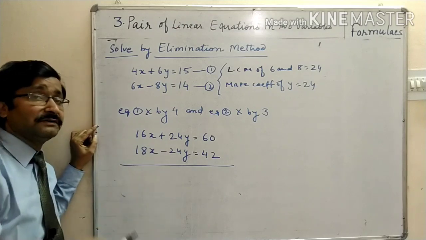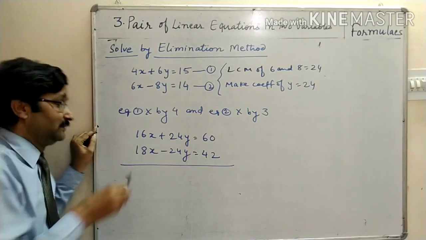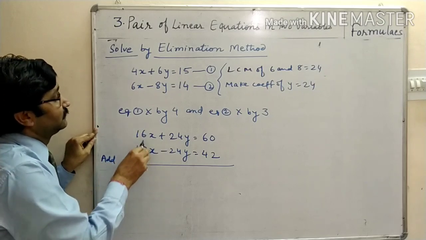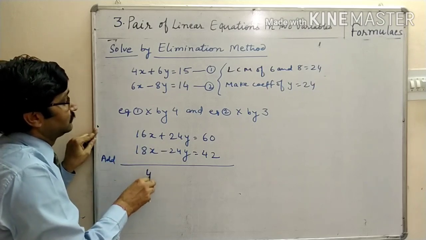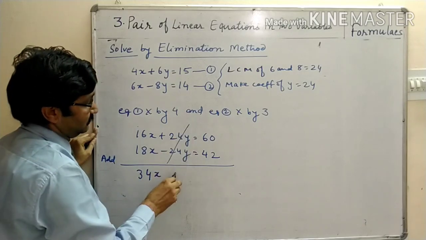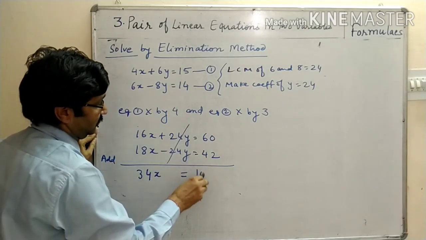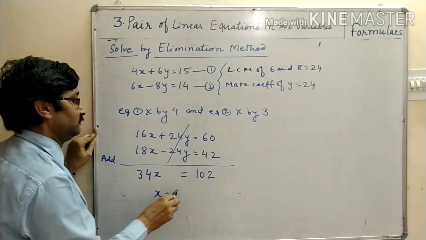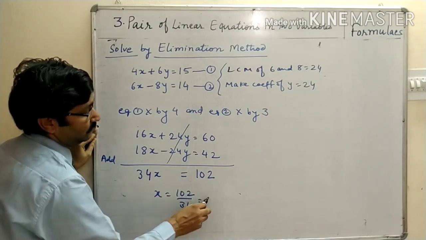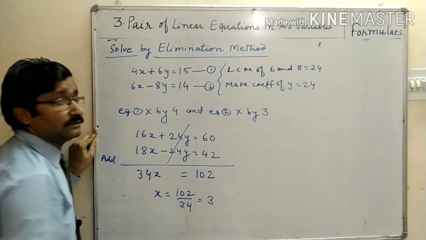If you have the same sign, you have to subtract. If you have opposite sign, you have to add. Here is opposite sign, so you have to add. Add these, what do we get? 34x. This will cancel, equal to 102, and x equal to 102 upon 34. So you cancel this, you get 3. X equal to 3 you get.